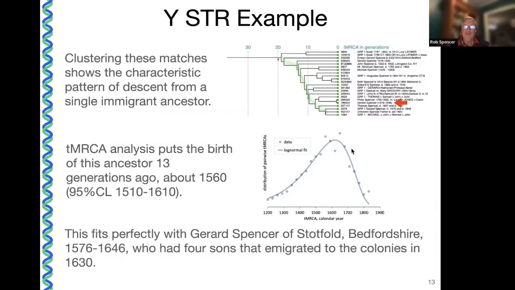And they found a guy named Gerard Spencer who lived in Stotfold, Bedfordshire, England, between 1576 to 1646, who had 4 sons who emigrated to the American colonies in 1630. Well, between all the names, between the dates, between the single immigrant pattern and the DNA, it's a dead ringer. And this is my ancestor. Okay, I can piggyback because of the enormous confidence in the DNA and all these patterns and the dates, I can say with complete confidence that this is one of my paternal line ancestors.